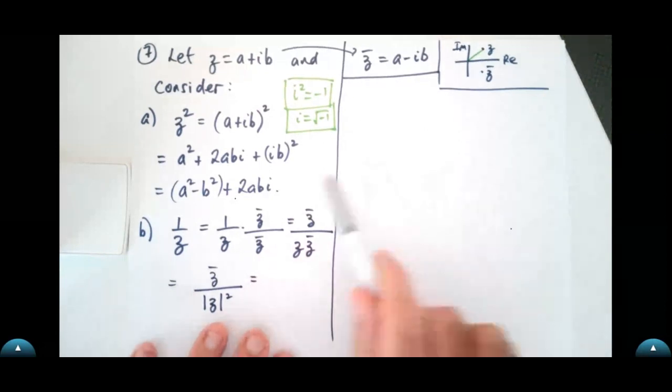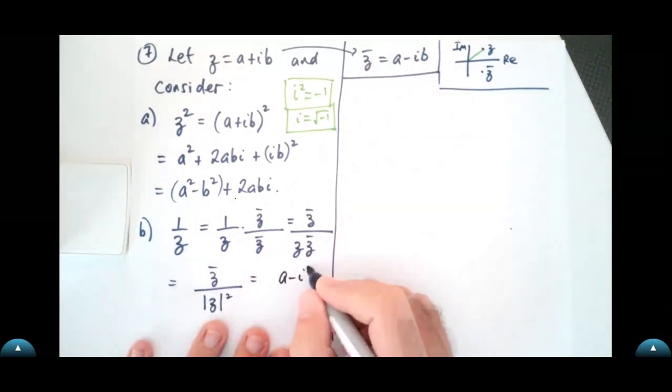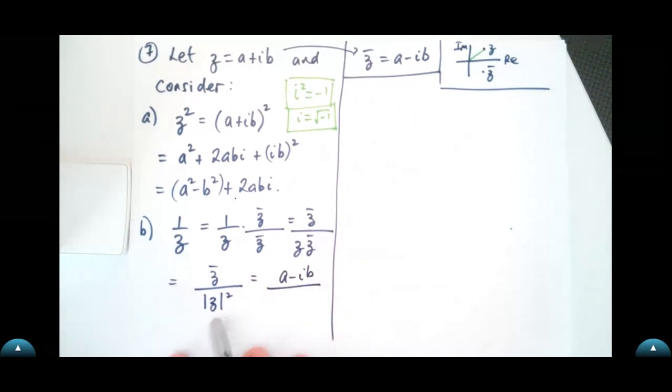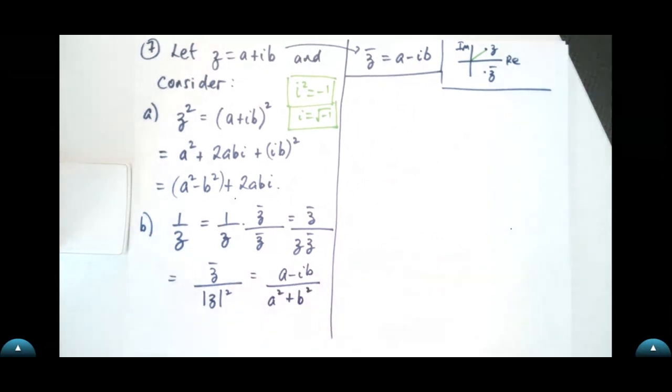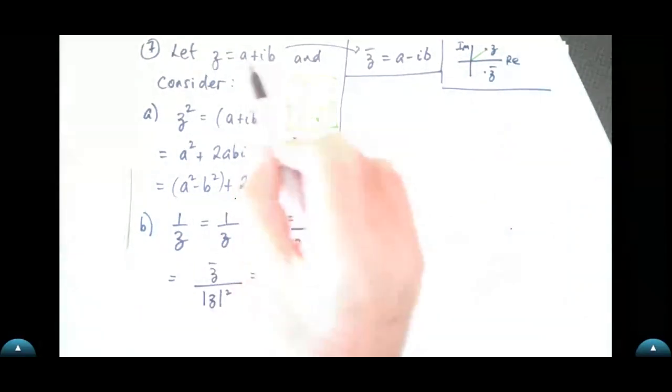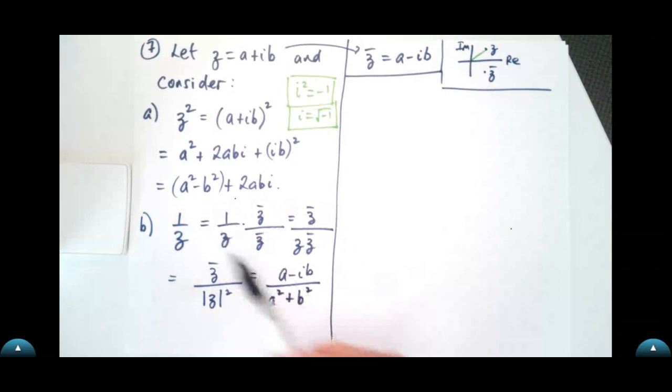So what is Z bar on top? That's going to be A minus IB. And down the bottom, what is the square of the length? People have put that in the comments, just using Pythagoras. It's A squared plus B squared. Ta-da! So rather than putting in A plus IB down here and then working out the conjugate, you can just keep it nice and compact if you want to. I quite like doing that.